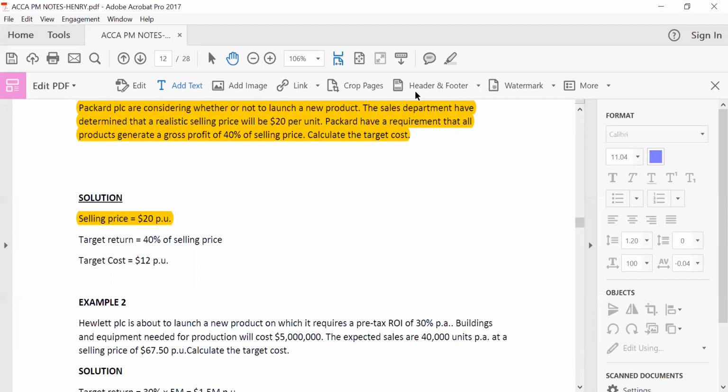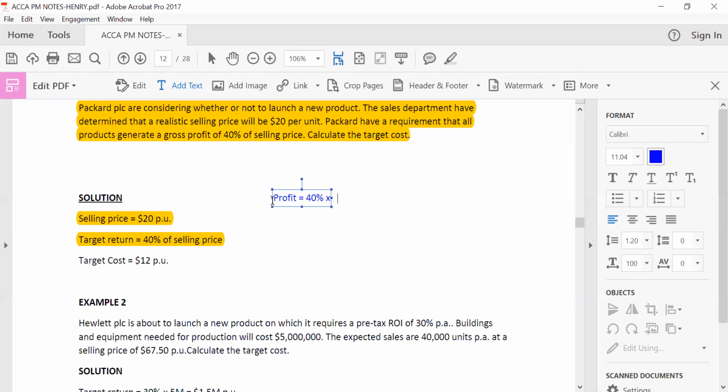That is okay. Then the target return, the return as I indicated, is a profit. So the profit is what? 40% of the selling price. Of means times. So 40% of that, what answer are we getting? So we say the profit here is 40% of the selling price.